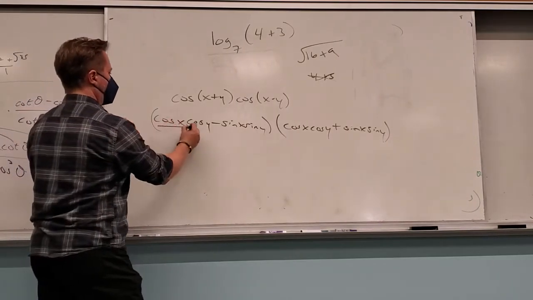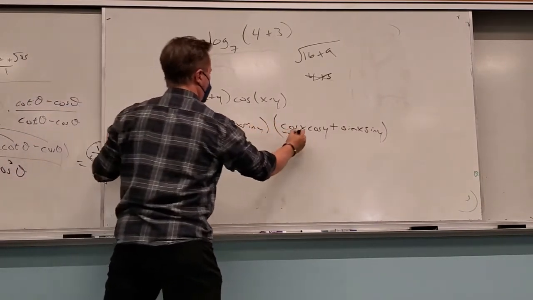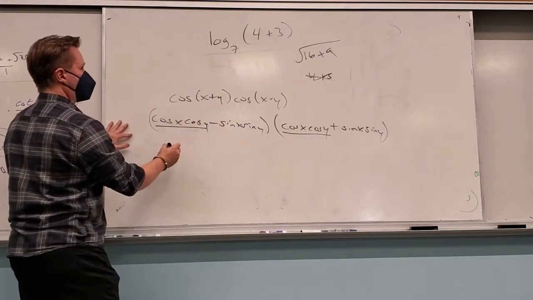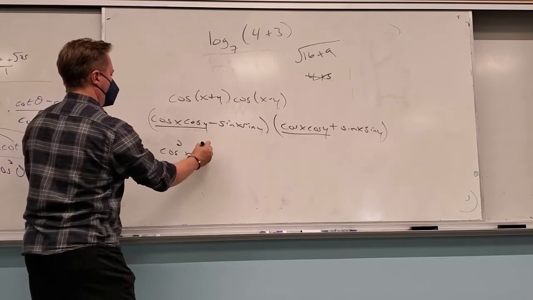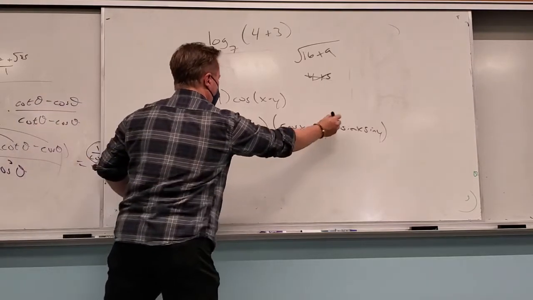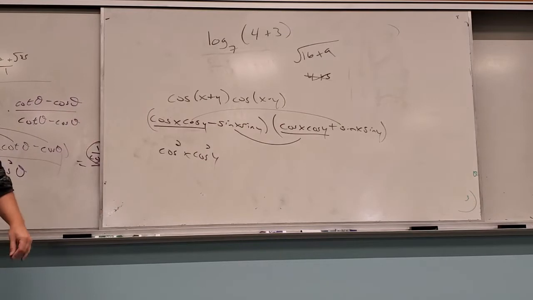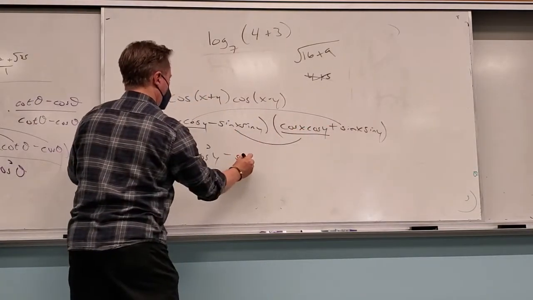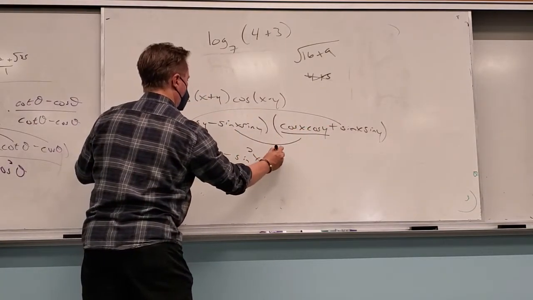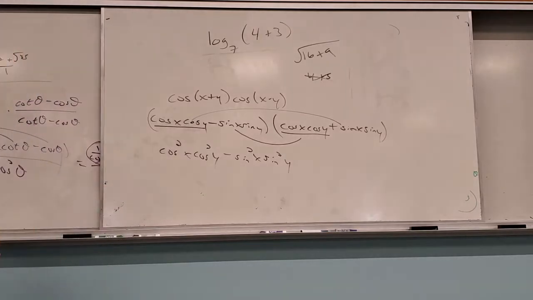So what do I get? What's cosine x, cosine y times cosine x, cosine y? Cosine squared x, cosine squared y. Yes, cosine squared x, cosine squared y. The middle terms cancel. Does everybody see that? One is minus something, the other is plus the same thing, right? Beautiful. So then I get minus sine squared x, sine squared y. Now somehow I have to get it to be cosine squared x minus sine squared y.